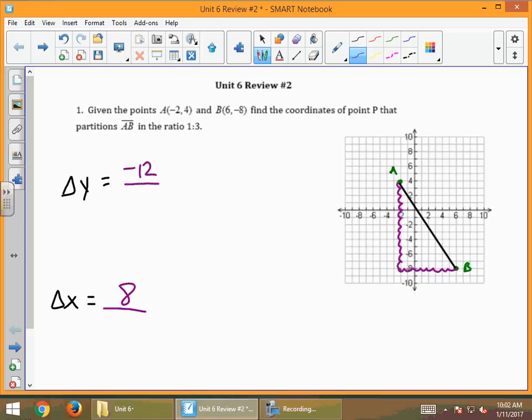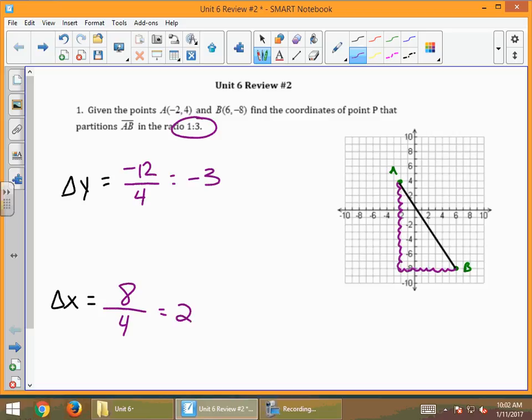So make sure you follow those sign rules. If you go down, negative; left, negative; up, positive; right, positive. What are we going to divide these values by? 4. How did you get 4? Add the ratio together, so we're going to divide by 4. Negative 12 divided by 4 is negative 3, and 8 divided by 4 is 2.